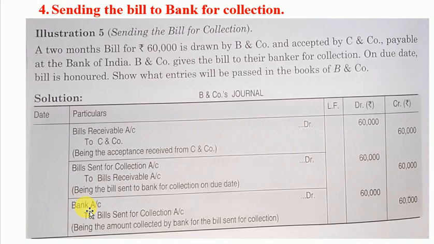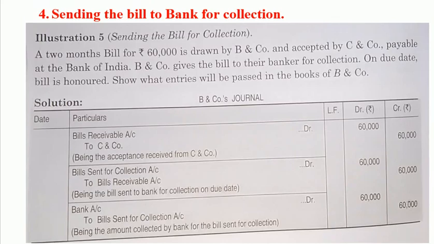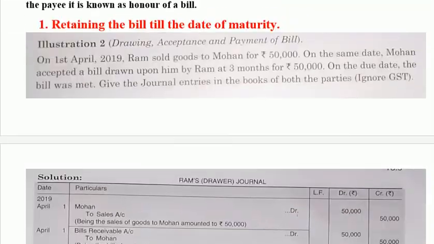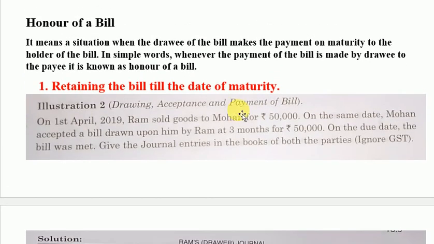And for this, the entry in the book of the drawee C and Company will go bills payable account debit to cash account 60,000, 60,000, being amount paid for bills payable. And that completes this fourth case, sending the bill to bank for collection. So today we have discussed accounting treatment in the four cases under the topic honor of a bill. Honor of a bill means the payment is made by drawee on date of maturity.